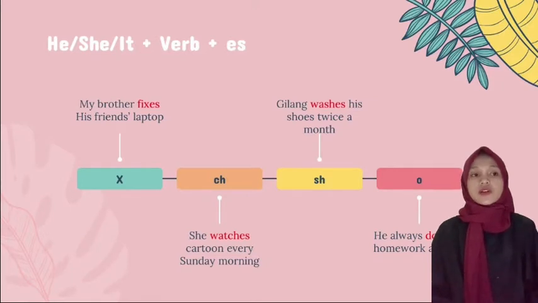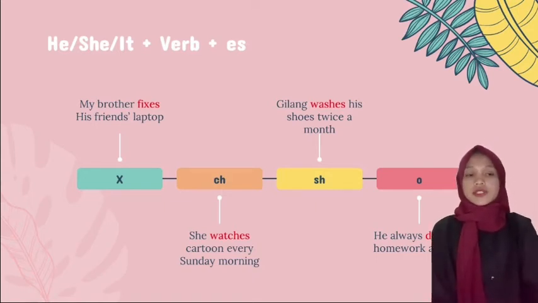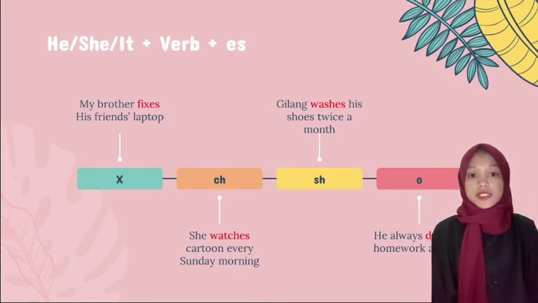And if we notice, in some sentences there is an S which is also added with ES. Why is that? Let's look at what kind of words take the ES suffix. The first is X. For example, my brother fixes his friend's laptop. Why is that? Because the root of fixes is fix, which ends in X, so we add ES.